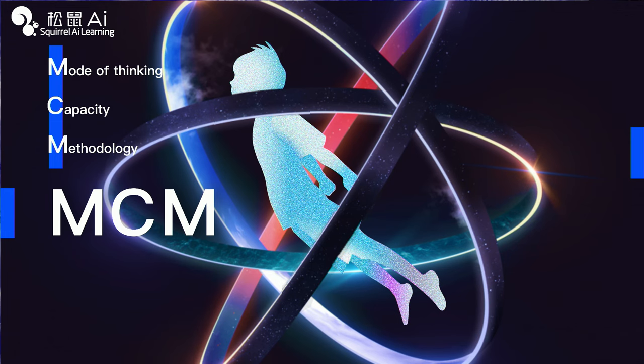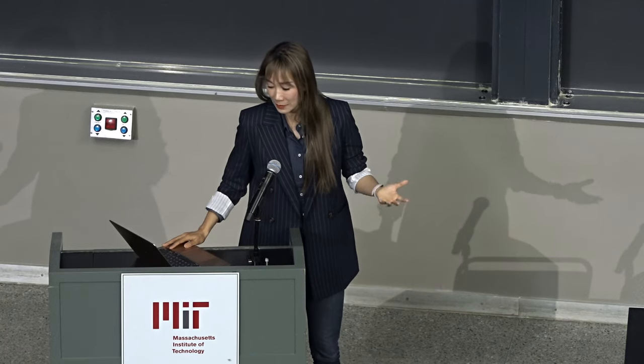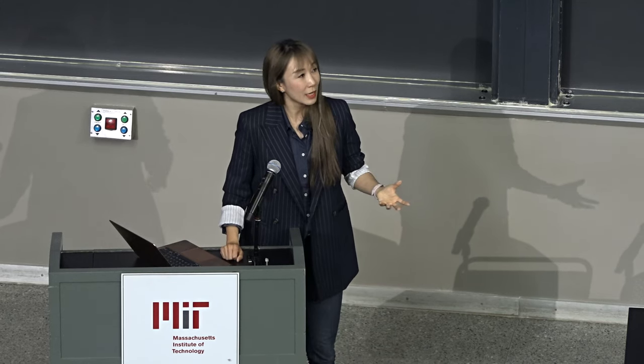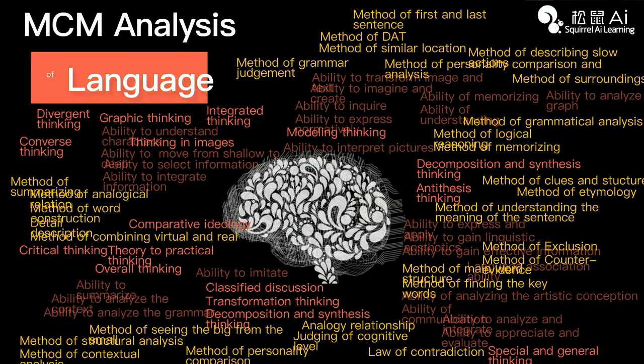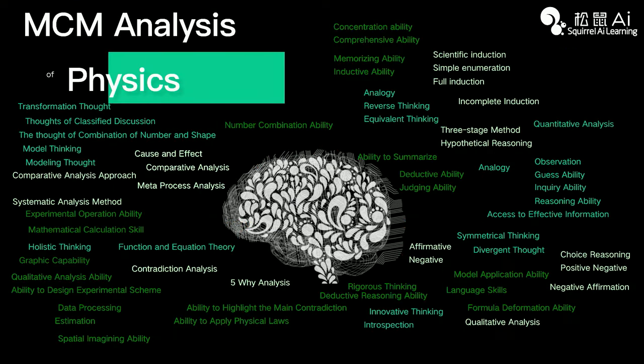And MCM. MCM is a system we call mode of thinking, learning capacity, and learning methodology. We found that students learn knowledge points from the subject. That's fine, right? But it's more important that they have the learning ability. And sometimes a student does not have good scores. Of course it's because the history of the learning was not good, but the student's learning ability was pretty good. So for example, from mathematics, we can find out there are some thinking modes like backward thinking and different types of abilities. And from language, English, Chinese, different languages have different MCM. And also from physics, from chemistry, we can find out all different MCMs.